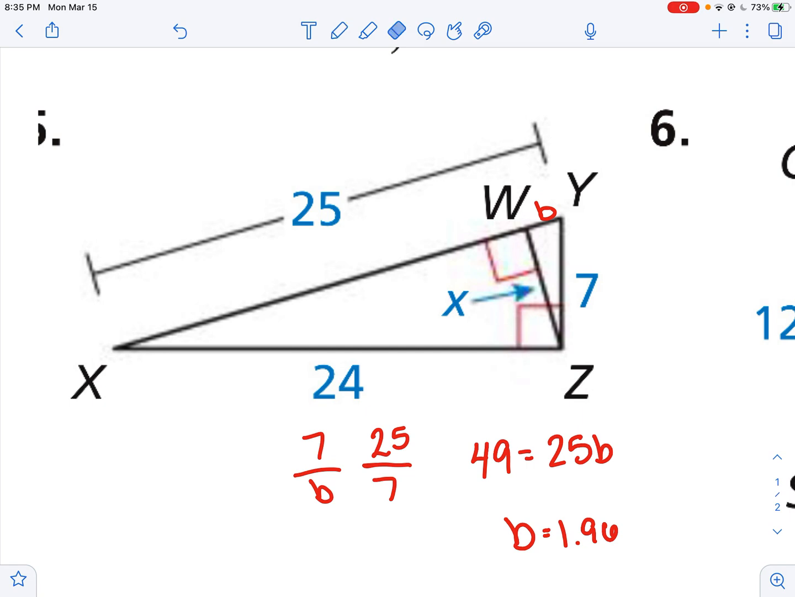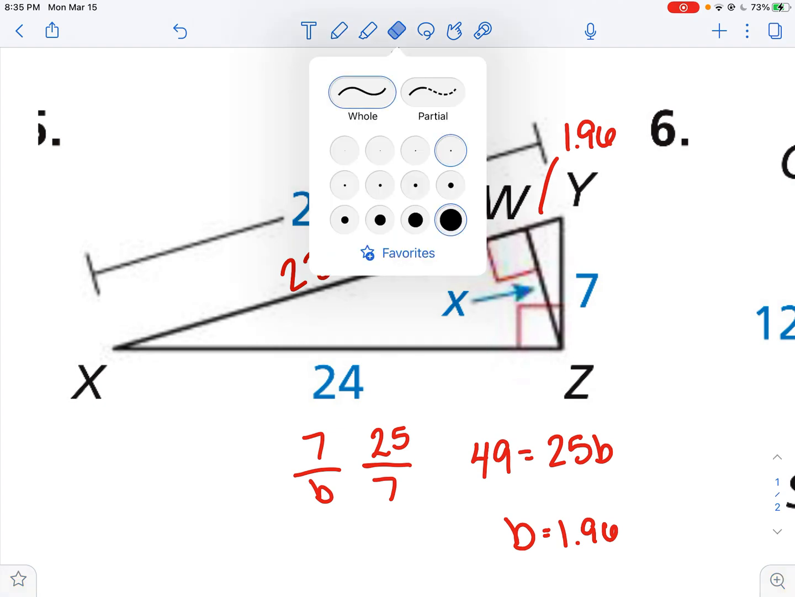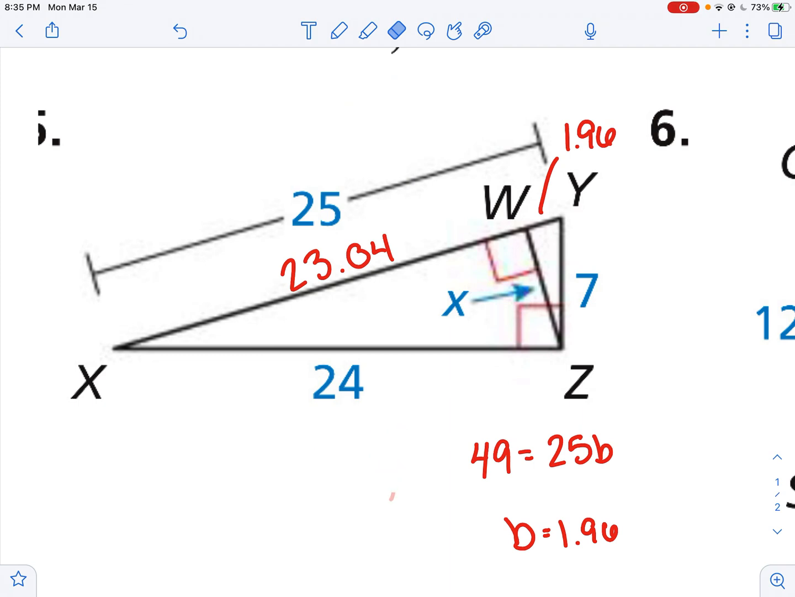All right, so I found b, but I'm not quite out of the water yet. Now I need to figure out what XW is. And this one is probably the nicer step of the two that we have to do to set up our problem. I'll take 25 minus 1.96 to get 23.04. So now I have 1.96 and 23.04.